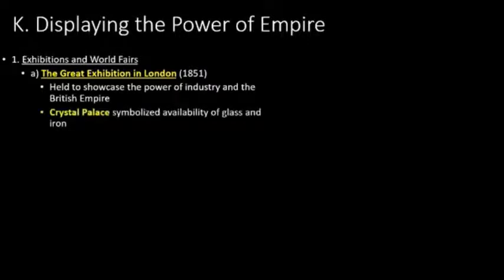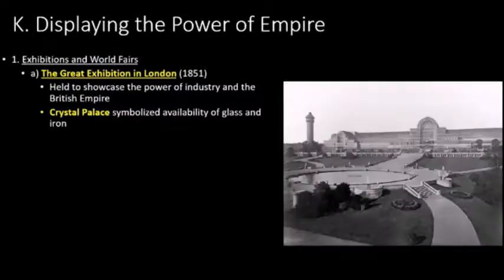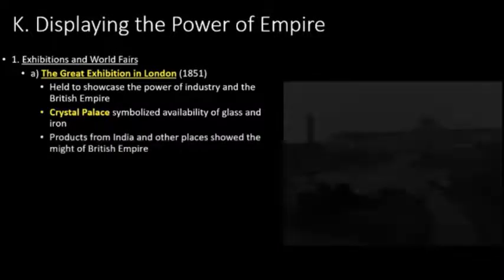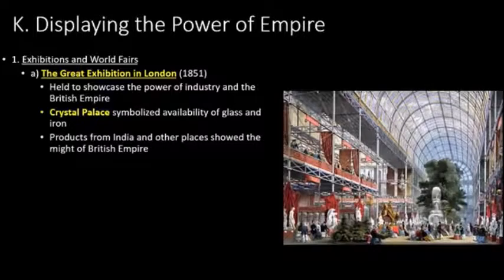One of the big things about the exhibition in London was the creation of the Crystal Palace. Here you see a photograph of it. The Crystal Palace was basically a symbol of the availability of modern materials like glass and iron. A large portion of the Great Exhibition in London was held in this Crystal Palace. Here's a painting of the Crystal Palace. Products from around India and other places showed the might of the British Empire.